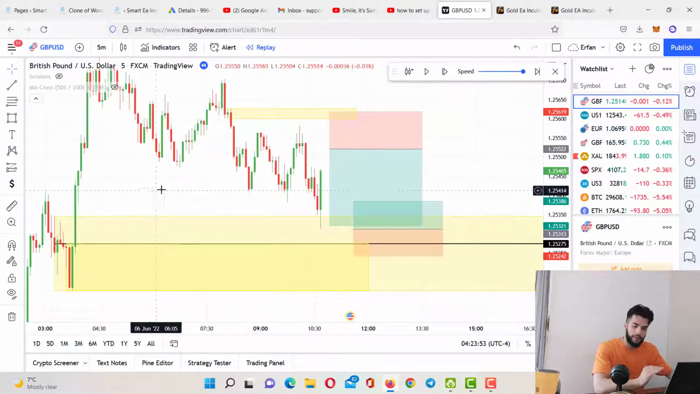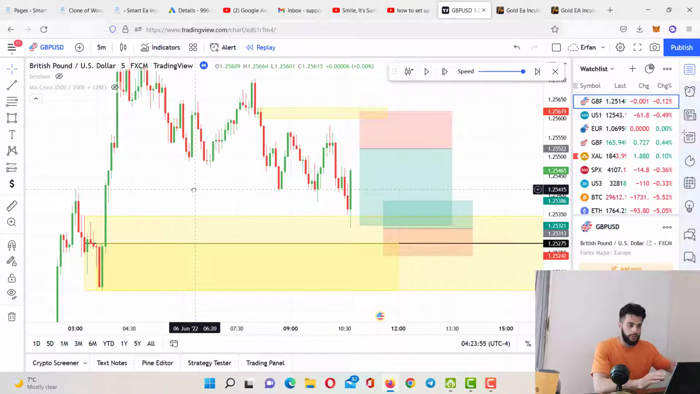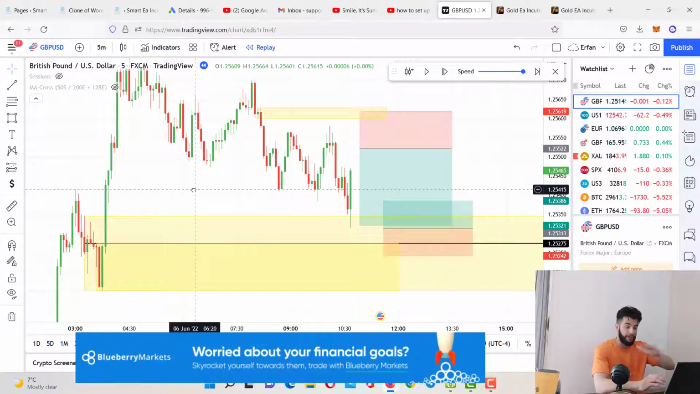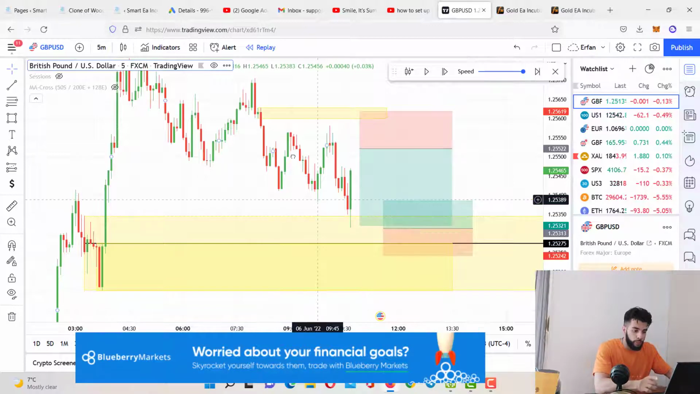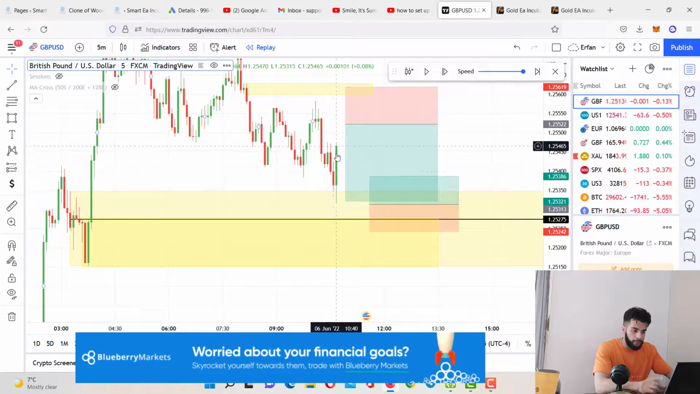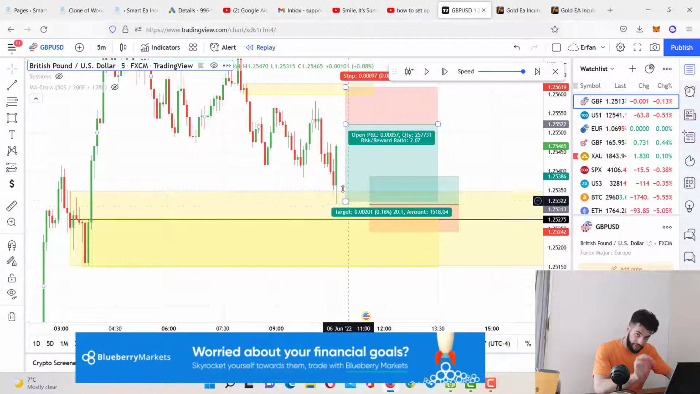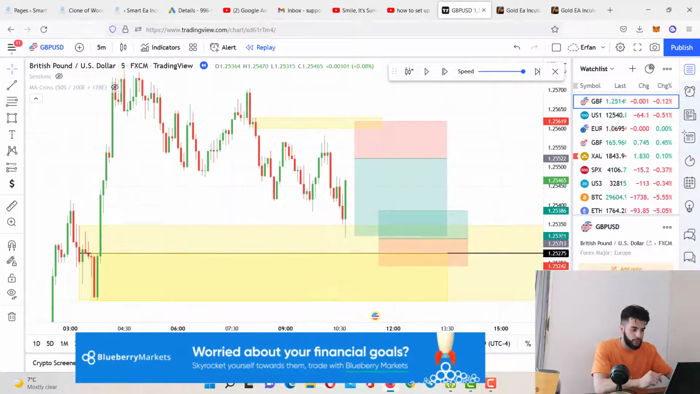A lot of people identify their high probability order blocks on another time frame, and then they take the trade on a lower time frame, which is absolutely wrong. If you want to take the trade on a 5-minute time frame, you need to wait until the price taps into this level, which is on the 5-minute time frame, and then you take your buy position.